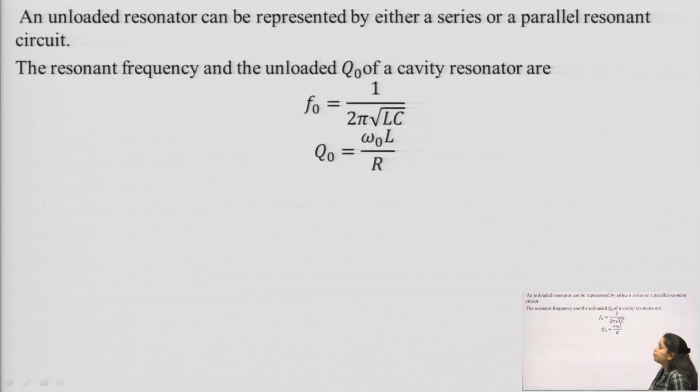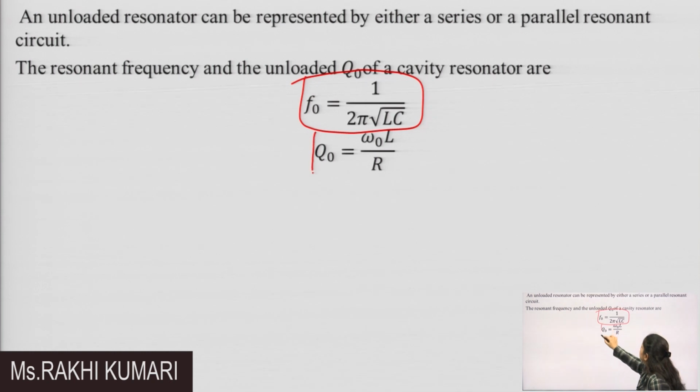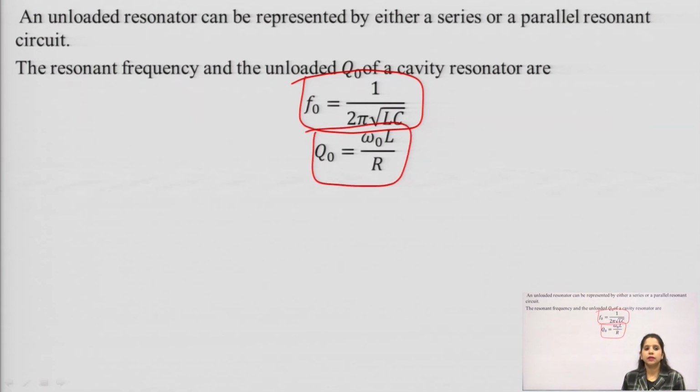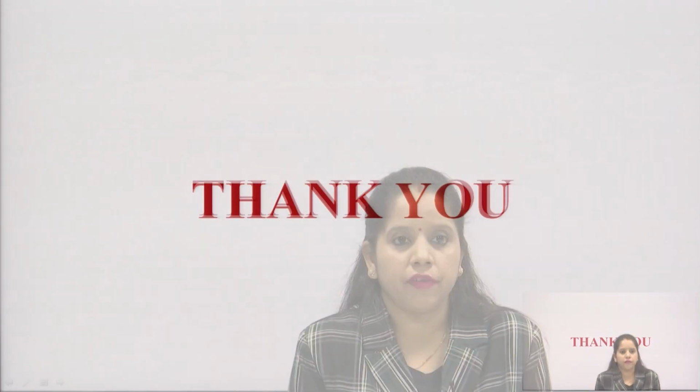And now, if we take a simple unloaded resonator, in that case our resonant frequency can be written as 1 upon 2 pi under root LC, and the quality factor is given by omega naught L upon R. So, here comes the end of the resonant cavity of the microwave cavities. So, thank you for attending today's lecture.